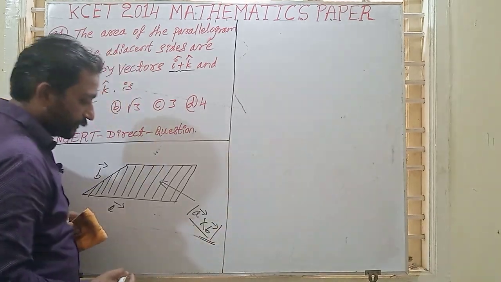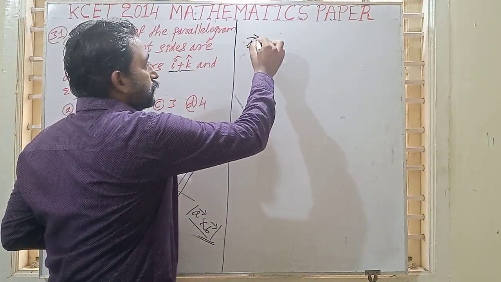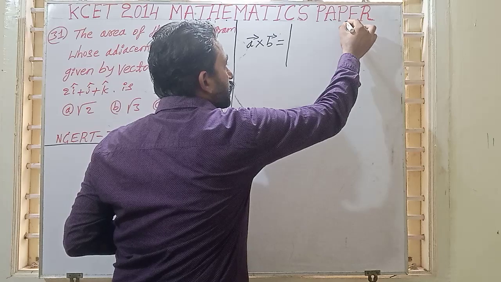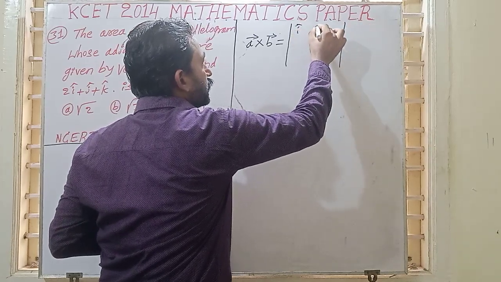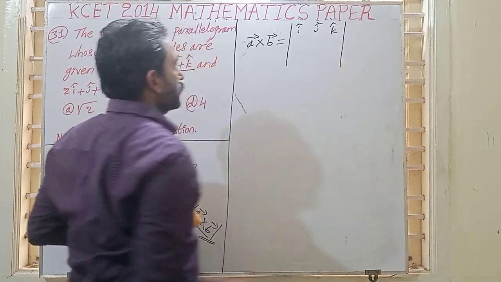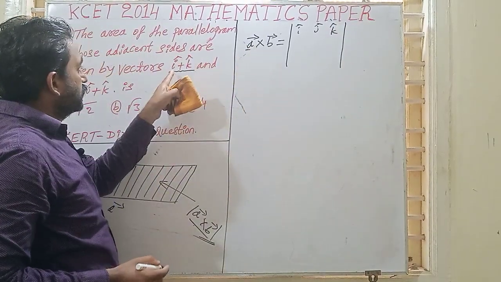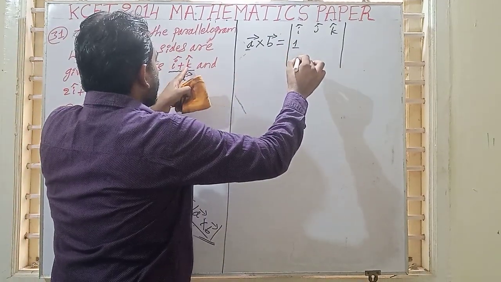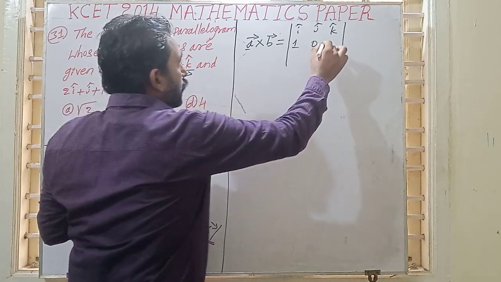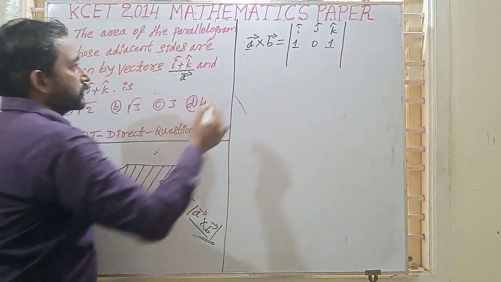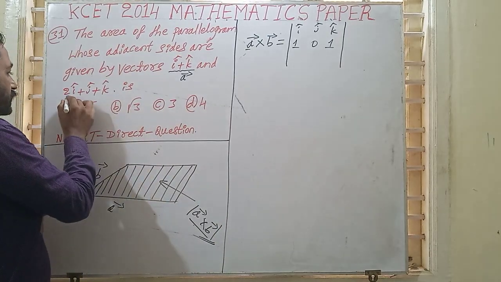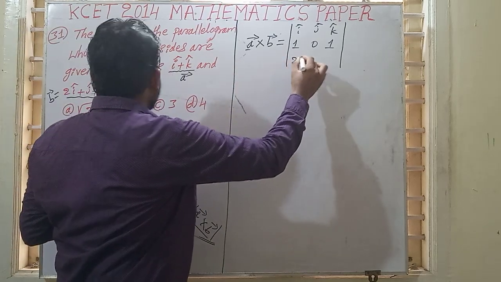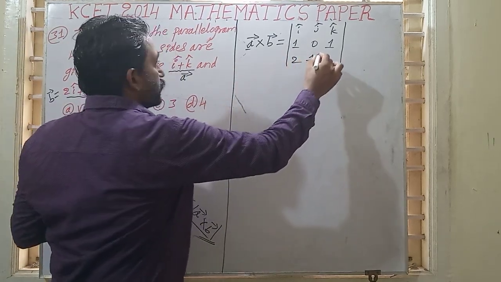First we have to find A cross B. So A cross B is equal to the determinant. First row contains i, j, k. Second row, scalar components of A. This is vector A: i coefficient 1, j coefficient 0, k coefficient 1. And third row contains scalar components of B. This is vector B: i coefficient 2, j coefficient 1, k coefficient 1.